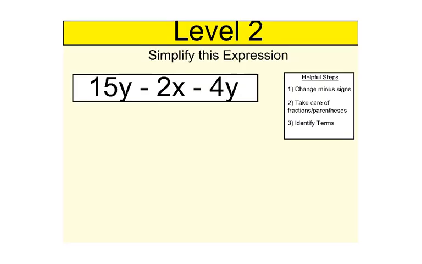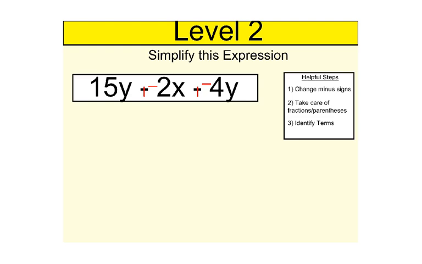How do we simplify an expression? You do the same thing that we've been doing, it's just got more than one variable this time, and you can only combine the variables that are like terms. The first thing we're going to do on this problem is start with helpful hint number 1, which is change the minus signs. So we're going to change this to plus and plus and negative. Then we take care of parentheses or fractions. There aren't any. Next is to identify the terms so we can get our like terms.